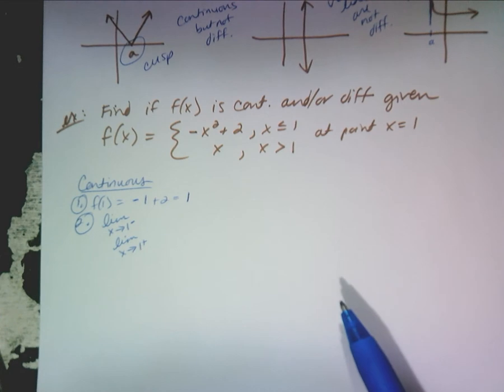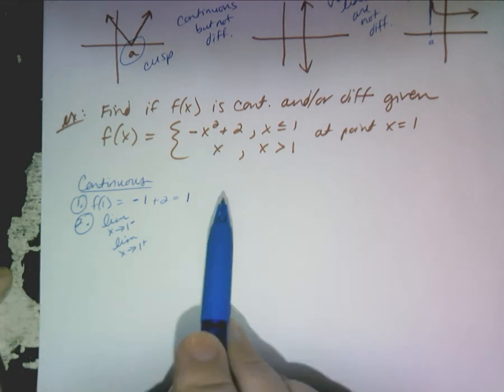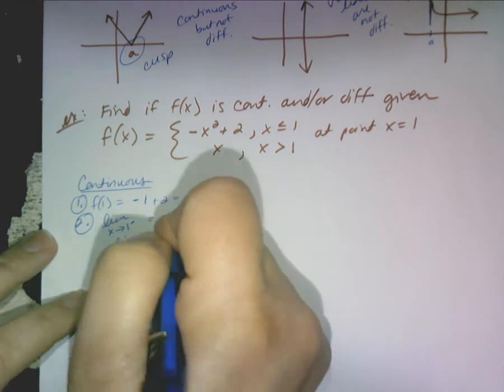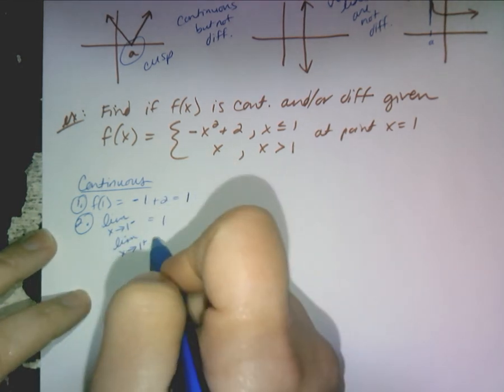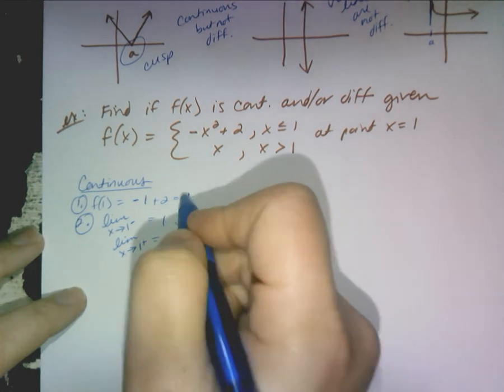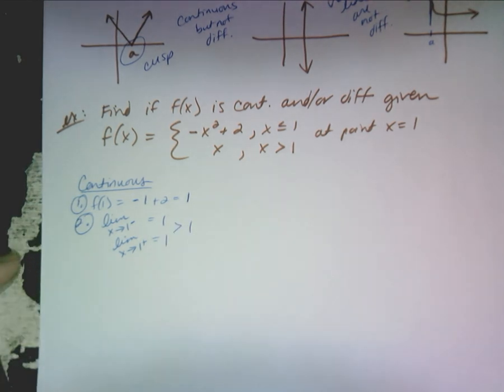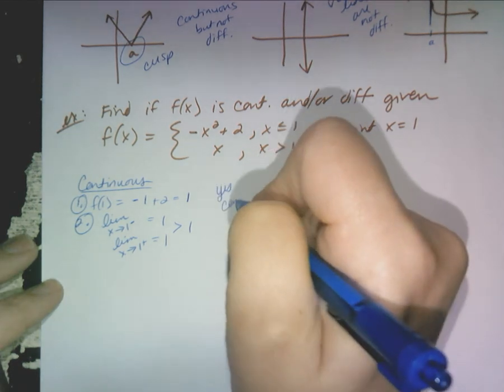So what does that mean? Plug 1 into the top. Didn't I already do that? Get 1. Plug 1 into the bottom. What do you get? 1. What's the limit then? 1. Are those two numbers the same? Am I continuous? So you would say, yes, continuous.